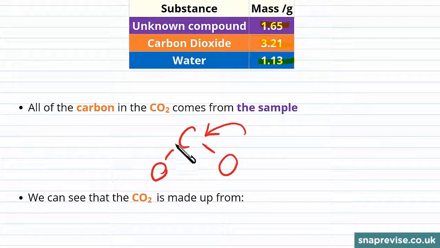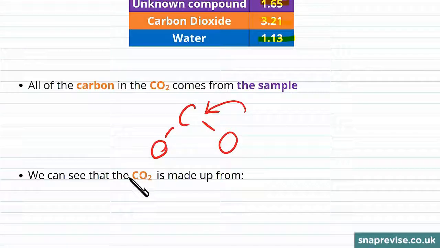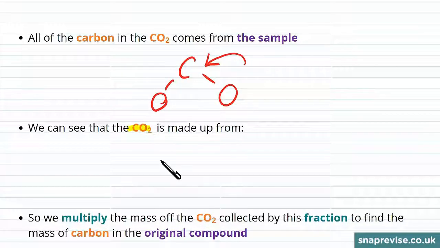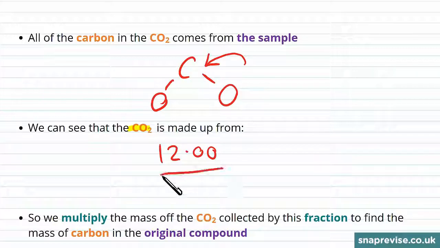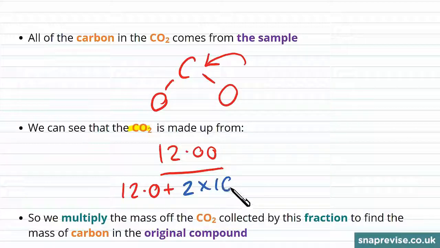So if we think about the fraction of the mass of this whole CO2 molecule that's going to be carbon, we know that carbon itself weighs 12 grams per mole, and then the total carbon dioxide molecule is going to weigh this 12 grams per mole from the carbon, plus 2 lots of 16.